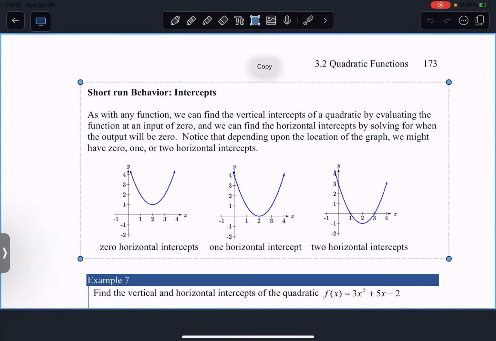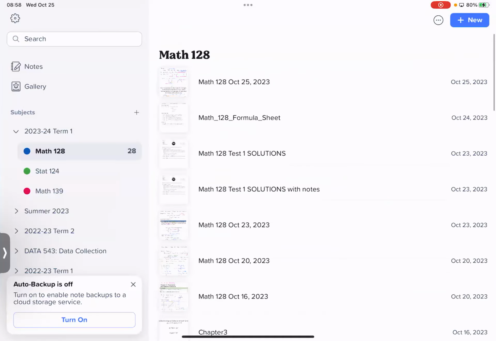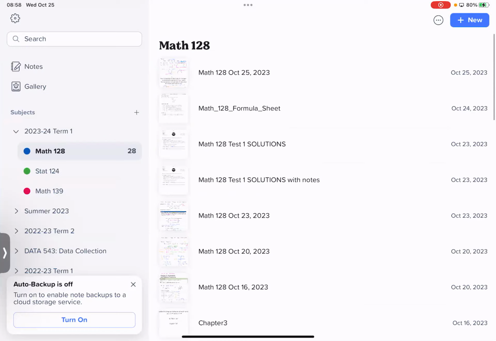If we want to know the behavior of a quadratic, then one of the main things that we do is, well, we know that it's going to be a parabola either facing up or facing down. And the next thing we can find are the intercepts. Of course, we can find the y-intercepts. And usually we're mostly interested in the horizontal intercepts where it goes through the x-axis.